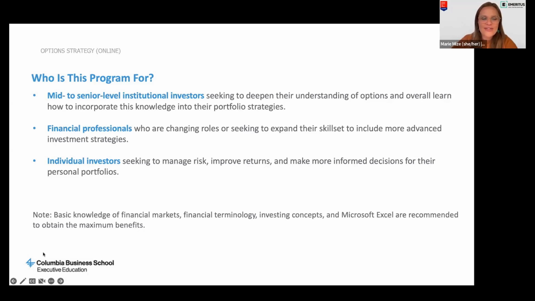A note: basic financial knowledge is certainly going to help you here in the program. If you have a basic knowledge of financial markets, terminology, investing concepts, and Microsoft Excel, those are the things you want to be thinking about before you come into this program. So if you need a refresh in any of these areas, we invite you to join the program.